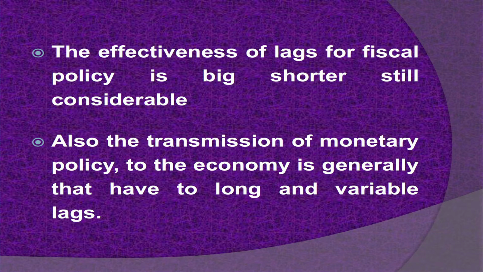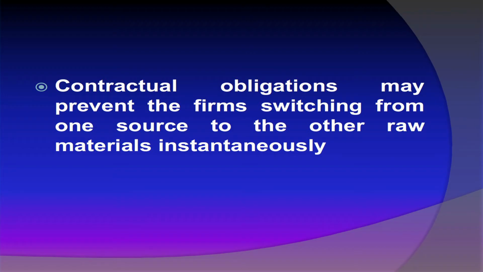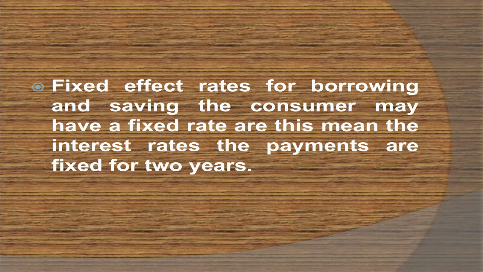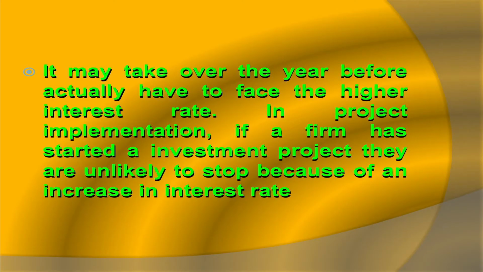Also, the transmission of monetary policy to the economy is generally thought to have long and variable lags. Contractual obligations may prevent firms from switching from one source of raw materials to another instantaneously. Fixed rates for borrowing and saving: the consumer may have a fixed rate mortgage. This means interest payments are fixed for, say, 2 years. It may take over a year before homeowners actually have to face the higher interest rate.